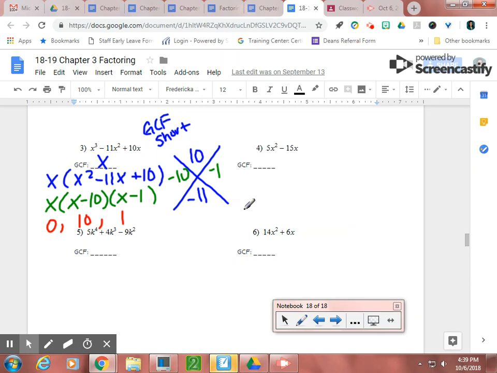So what's in common between these two? 5 and x. So if you take a 5x out in front of that, you're left with x minus 3. So that would be your factored solution because there's nothing squared, so you can't set up anything. If you wanted to, you can set these equal to 0 and solve for them. So when I set that equal to 0, I get 0. When I set that equal to 0, I would get 3.